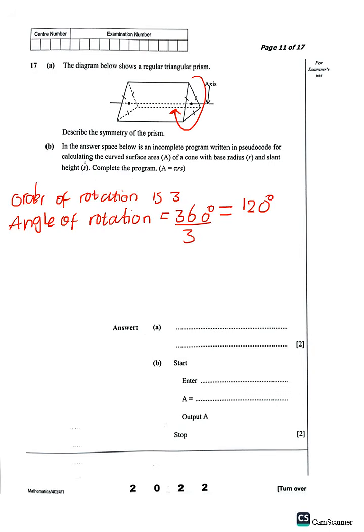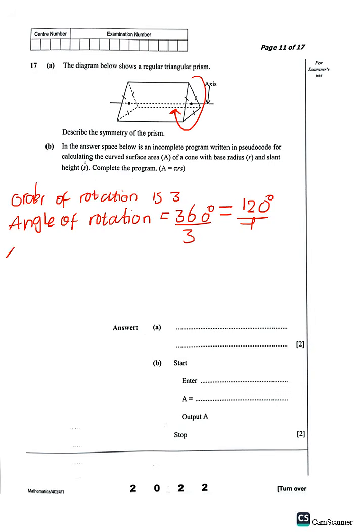So 3 into 360 is 120. So that is the angle. So for every rotation, this prism is making an angle of 120. So now we can describe.